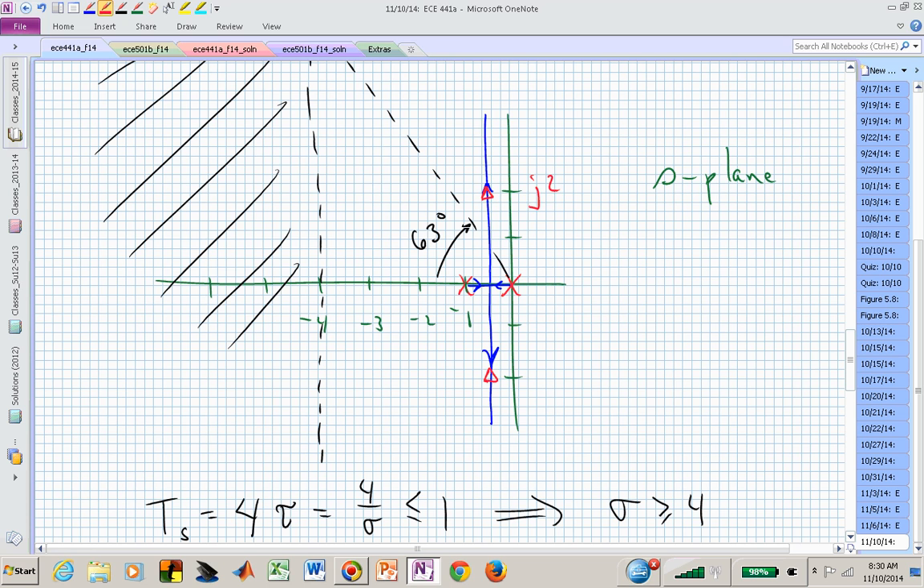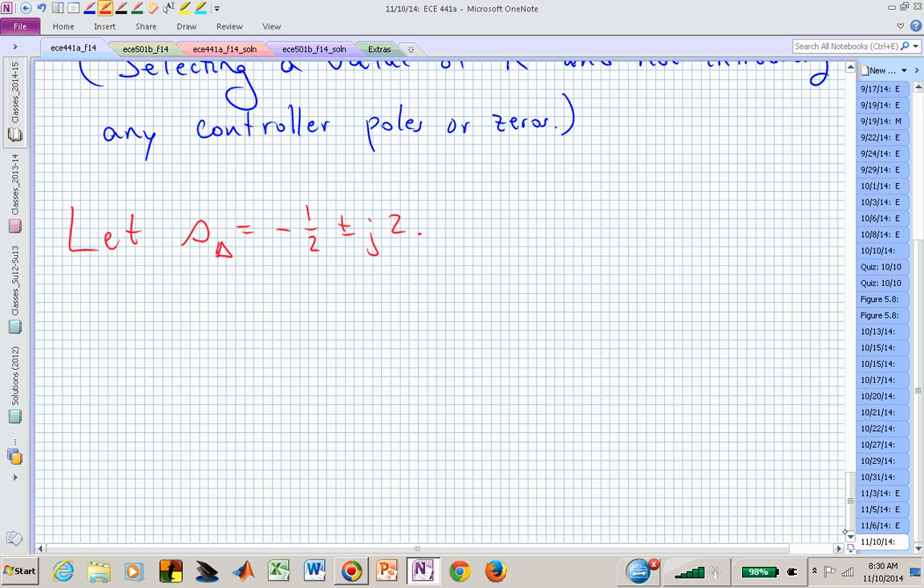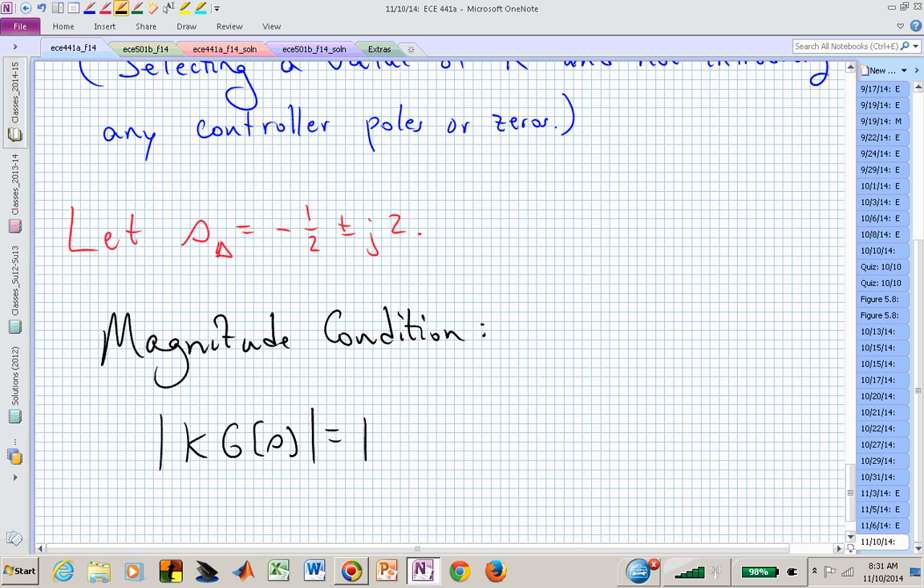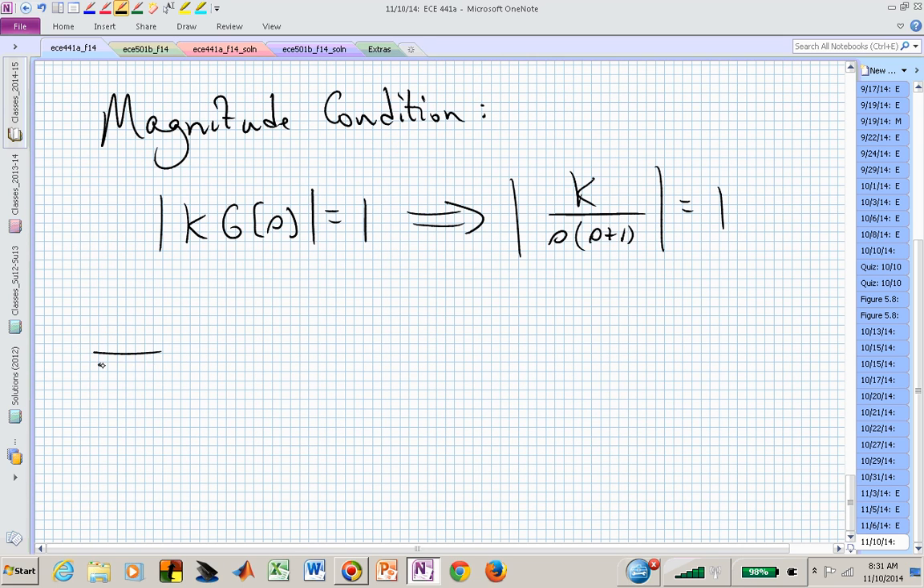We have the magnitude condition, don't we? So now we have the magnitude condition. The magnitude condition will allow us to actually find a gain value that will put us right at that particular closed loop pole location. We know that the magnitude of K G of s is equal to 1 if s is on the root locus. For our system, that now says we have the magnitude of K over s(s+1) equal to 1. We can solve that for K, and since we don't have any zero factors, we just have this product of pole factors.